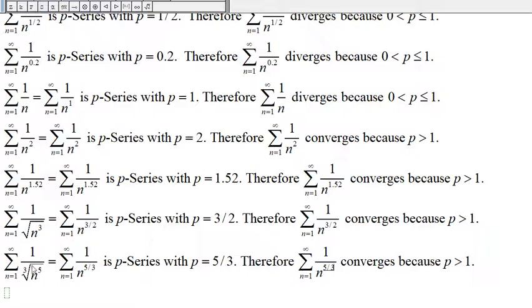The series 1 divided by the third root of n to the fifth, which is the same as n with exponent 5 divided by 3. 5/3 is greater than 1, and therefore the series converges.